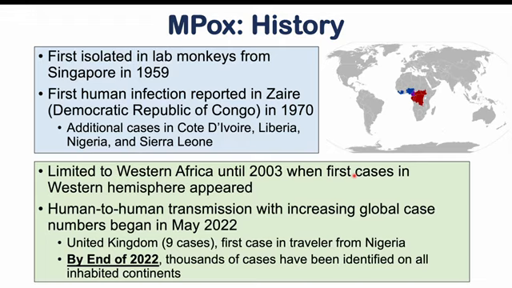But starting in May 2022, we start seeing more human-to-human transmission. This is when we start seeing increasing global case numbers. Initially, we start seeing cases in the United Kingdom that first came from a traveler from Nigeria. So initially, there's only a handful of cases. But by the end of 2022, there's thousands of cases that have been identified on all inhabited continents. And as we previously mentioned, over 30,000 cases have been identified and reported in the United States alone.